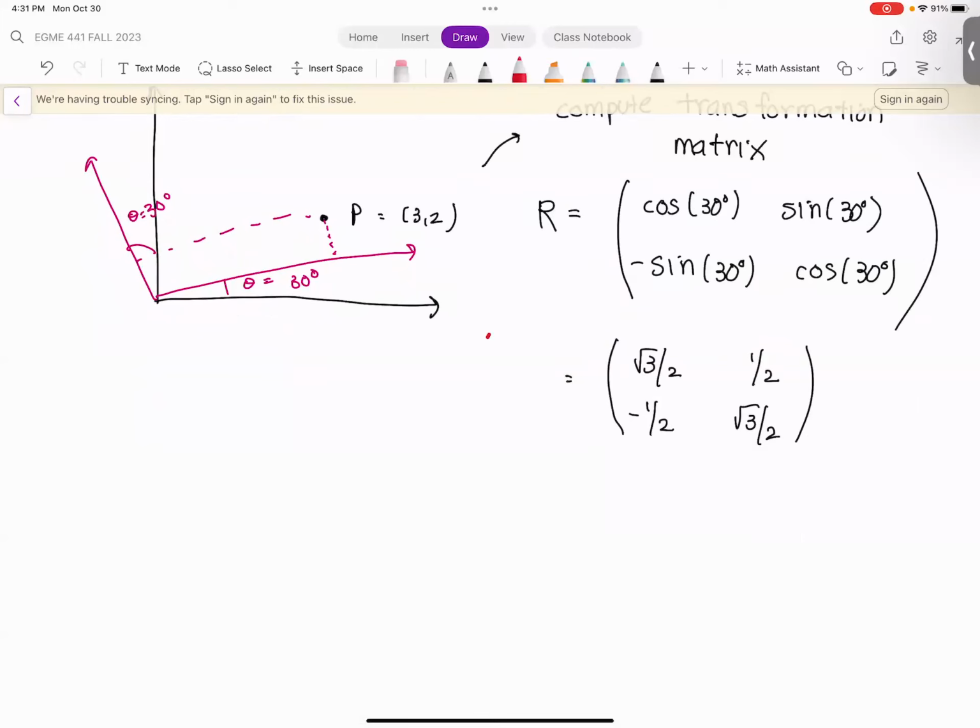And then to get the x prime, y prime, essentially that's what we want. We're going to multiply this by the x and y coordinates in the original system, which are just 3, 2. So we have to perform this matrix vector multiplication of our matrix multiplied by the vector 3, 2.